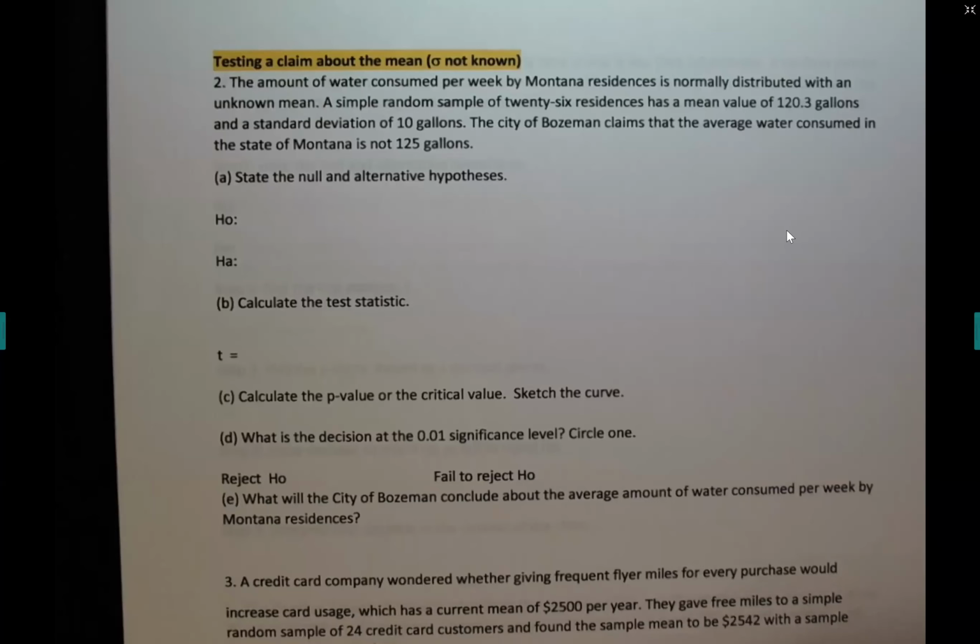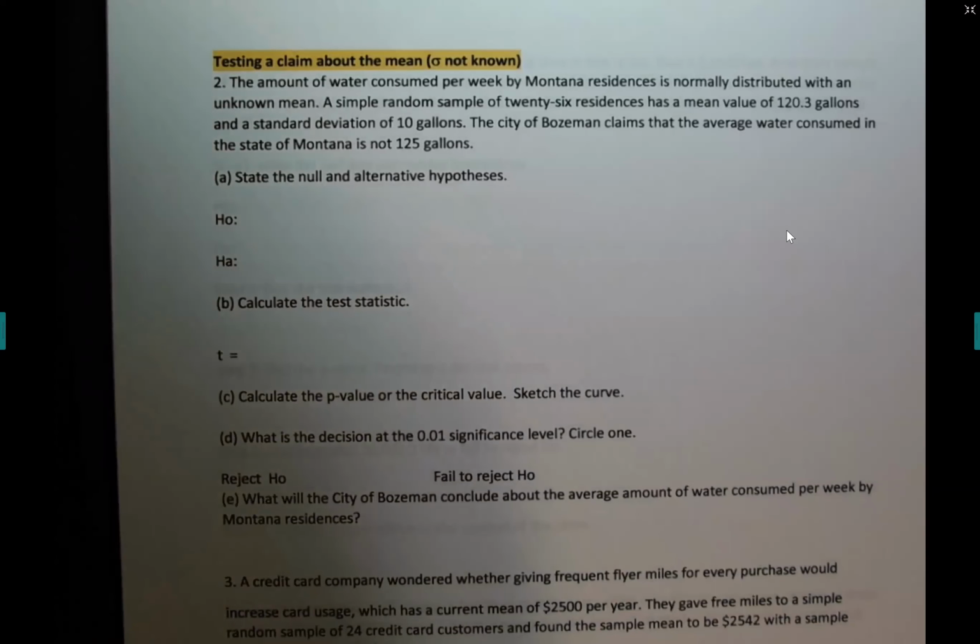Okay, so let me read again. We're doing now section 7.3, when sigma is not known. The amount of water consumed per week by Montana residents is normally distributed with a known mean. A simple random sample of 26 residents.